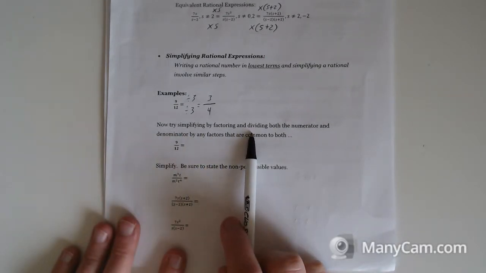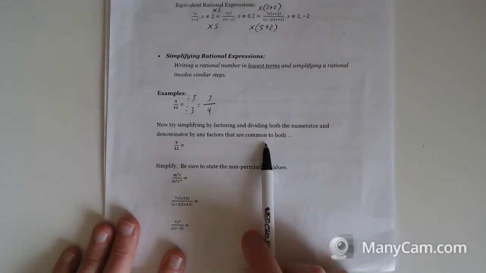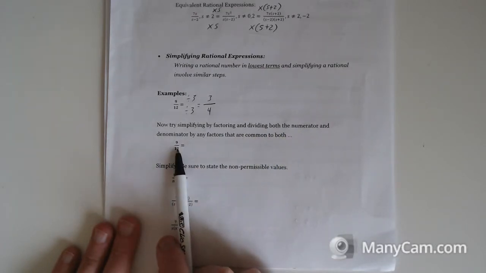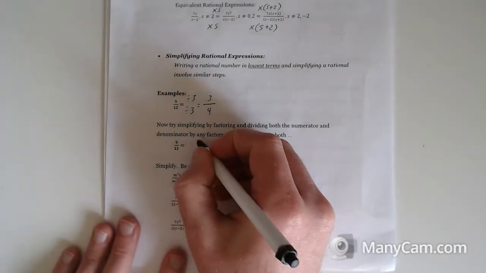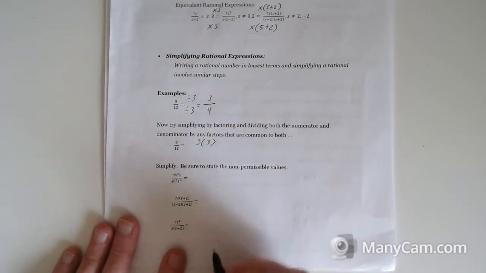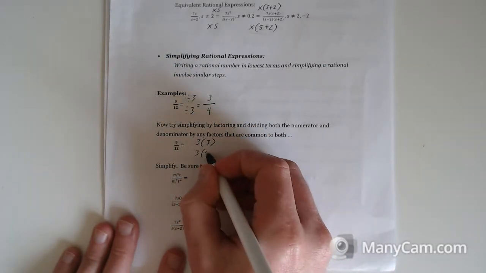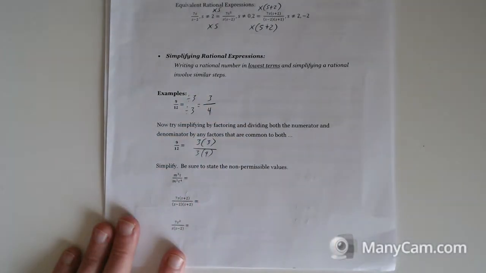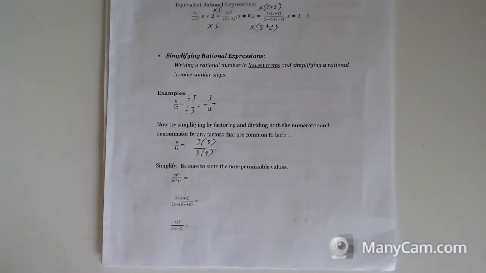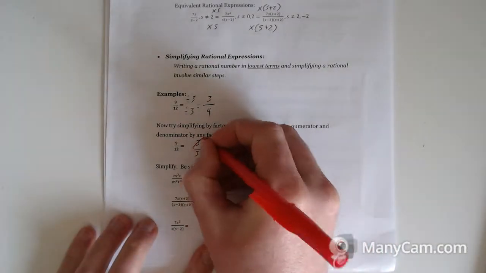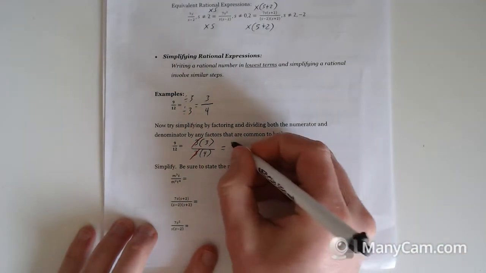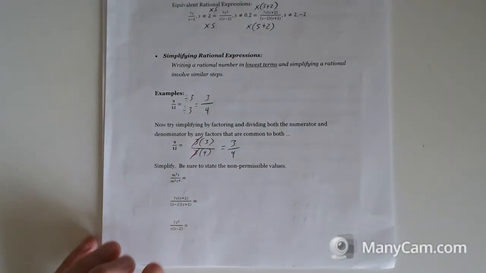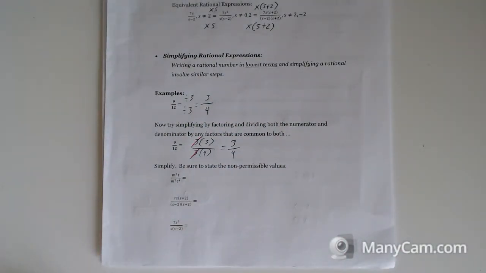Now try simplifying by factoring and dividing both the numerator and denominator by factors. So the way we want to think about this step, instead of thinking of it like this, we want to think of it like this. 9 is actually 3 times 3. And 12 is actually 3 times 4. So it's like we common factored a certain number out to the front. If you can find the same common factor for both of them, those common factors will cancel. And that's how you get to your 3/4. Exact same reasoning, just a little bit different way of showing it.